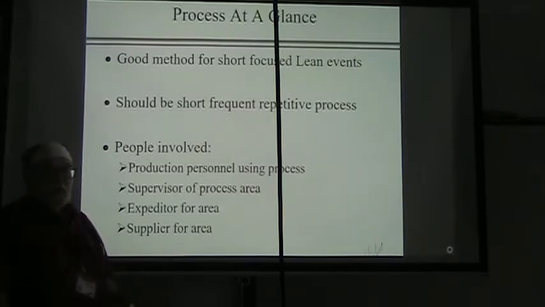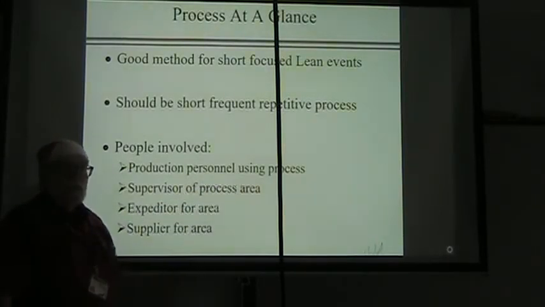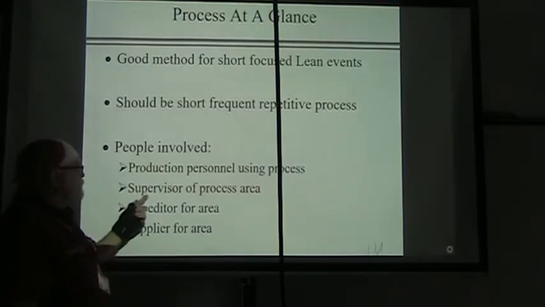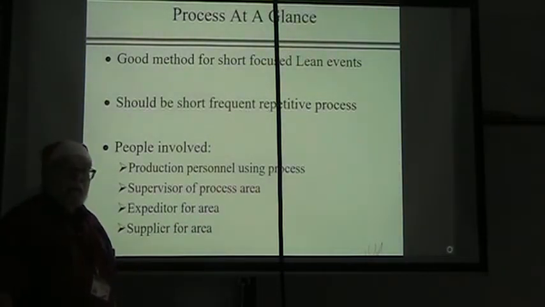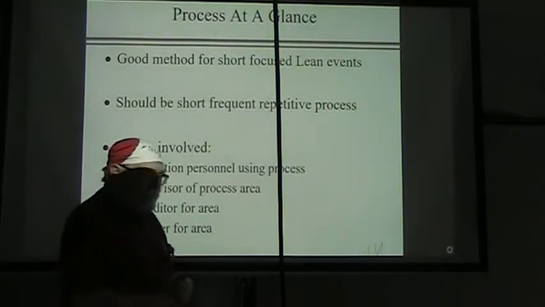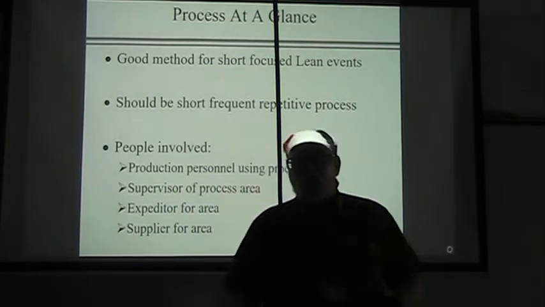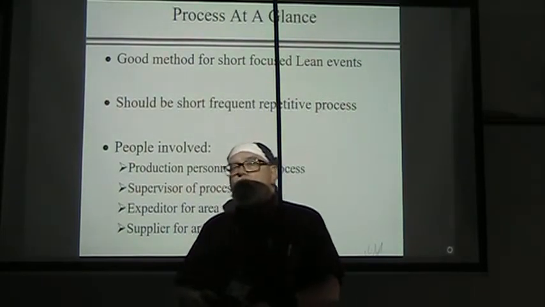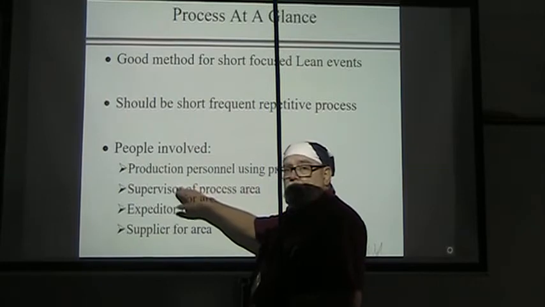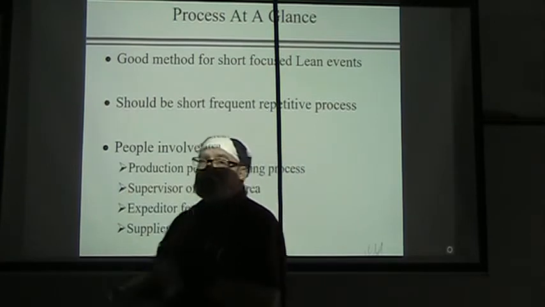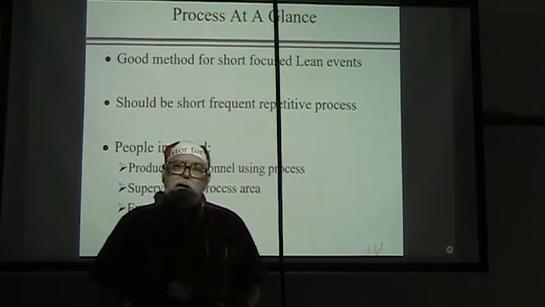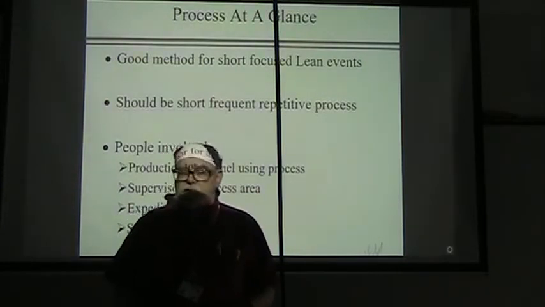Who do we want to be involved? The production personnel that use the process, the supervisor of that area, the expediter for the area, maybe even the supplier for the area. Now, a lot of times I've worked with people where they say, oh, my production personnel, they're too busy, they can't be in the lean event. Well, whatever we do without those people is not going to work. They need to be there. They are the experts.